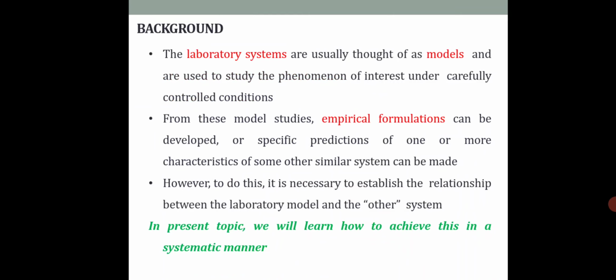In order to do this, a relation should be made between the laboratory model and the other system. In this topic, we are going to learn how to achieve this in a systematic manner. If it is systematic only, it is applicable. Otherwise there may be faults and errors. That we are going to see in this discussion.